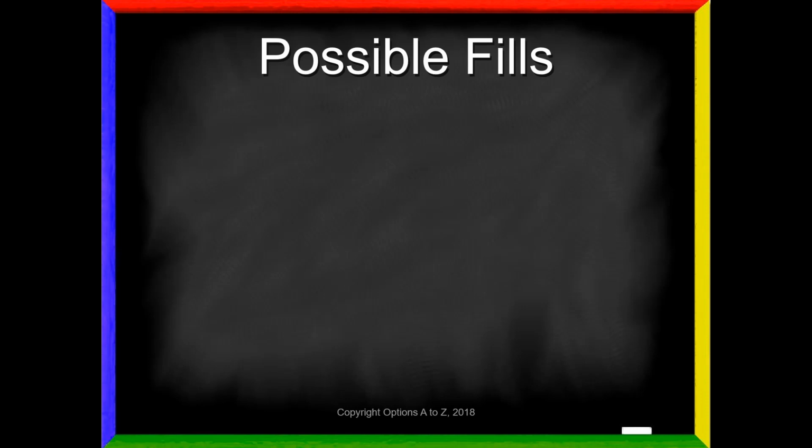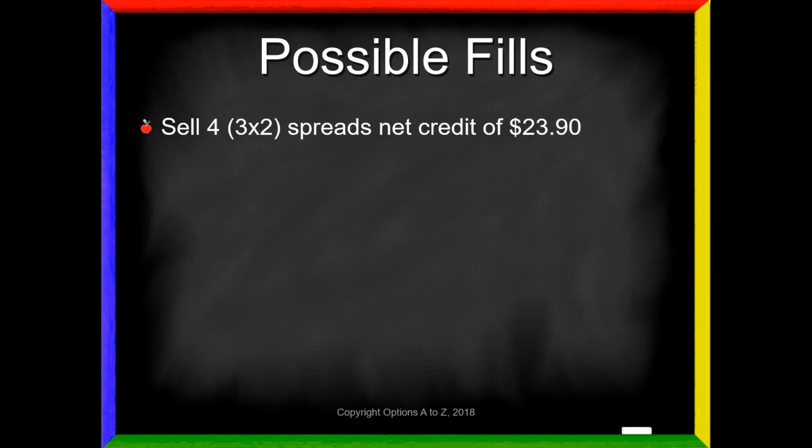What are the possible fills? Remember, the order is for 4 spreads. You can think of it as 4 separate orders wrapped into one ticket. So I might get 4 possible fills. My original order is to sell 4 of these spreads, but they're in a 3 by 2 ratio. So I know it always has to get filled in a 3 by 2 ratio, but it might get done in one of 4 ways.